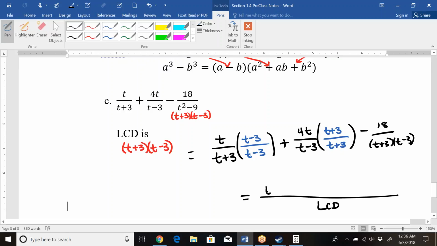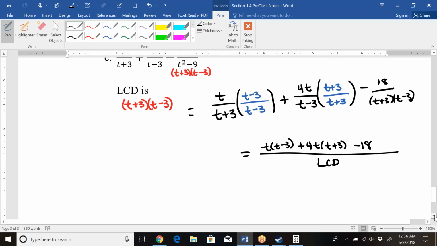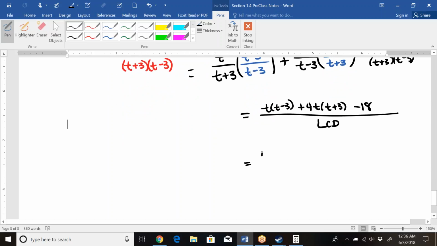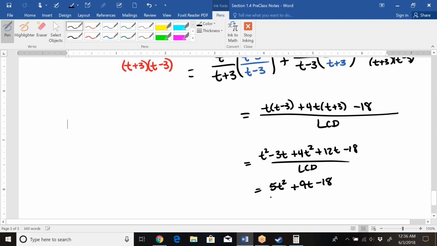So now we're going to work out the top. We have a t times a t minus 3, plus a 4t times a t plus 3, and then the minus 18. So then we're going to distribute everything on top that we need to. So that's t squared minus 3t plus 4t squared plus 12t minus 18 all over my LCD. Add like terms, so I'm getting a 5t squared plus 9t minus 18. And now I've completely simplified what I could add with the top. So now I'm going to write my t plus 3, t minus 3.